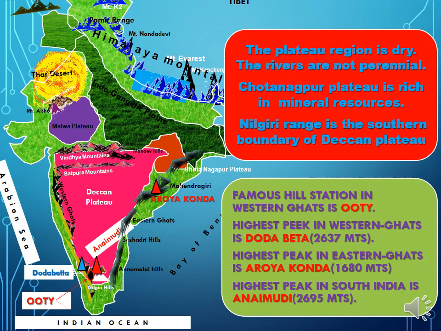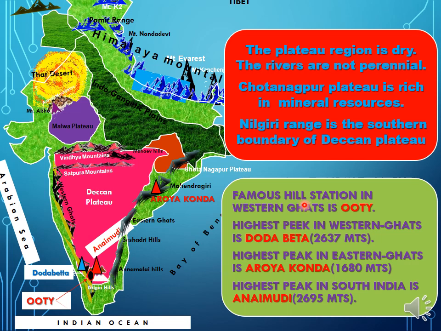Let us now discuss the Deccan Plateau in detail. In this picture you can see all the physical features of India: Himalayas, Indo-Gangetic Plain, the desert, the plateaus, the coastal areas, everything. So when we concentrate on the Deccan Plateau, you can see the western boundary is the Western Ghats, and the eastern boundary is the Eastern Ghats. On the top, the northern boundary is the Vindhya mountains. Downside, the connection is the Nilgiri hills.